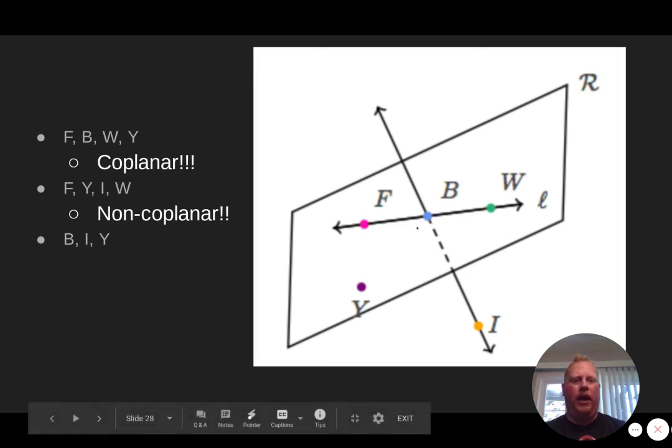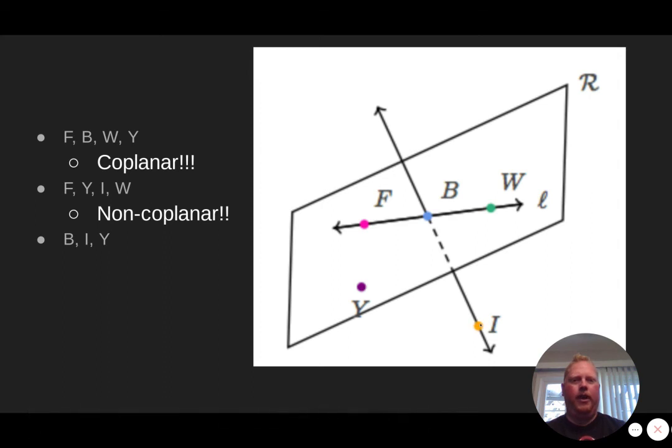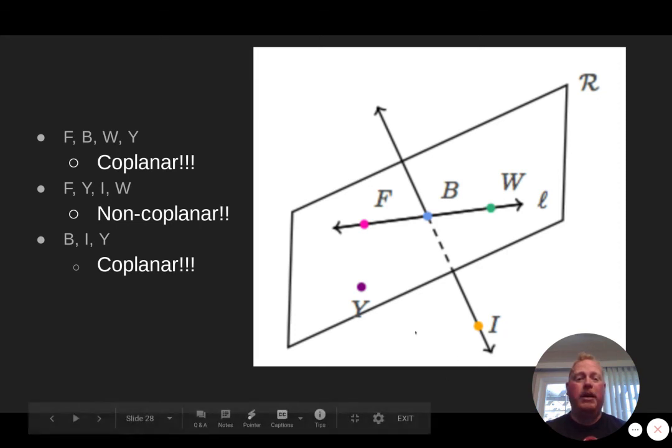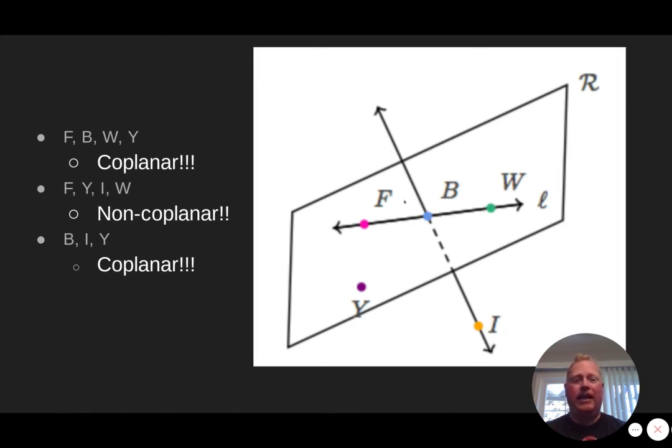B, I, and Y. So point B right there, Y, and I. I bet you're thinking, point Y is not on there, it's non-coplanar. But this is a trick question. They are coplanar. Why? Because it only takes 3 points to determine where a plane goes. So points B, Y, and I are on the same plane. It's just not plane R. There's an invisible plane that we don't see in this diagram, but I can draw a plane that contains all 3 of those points. Okay?